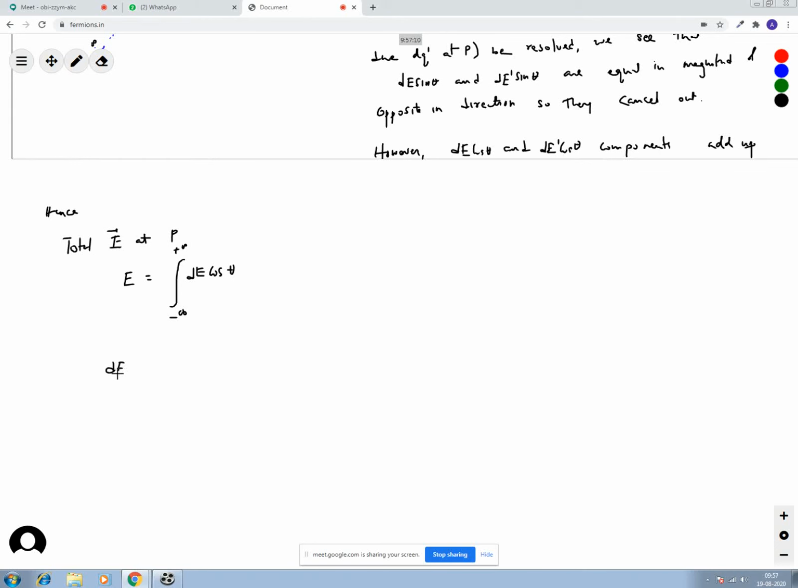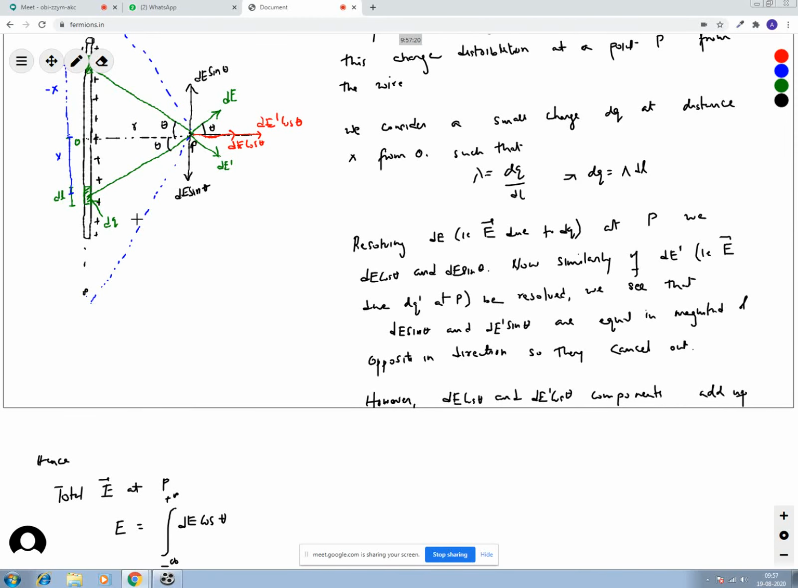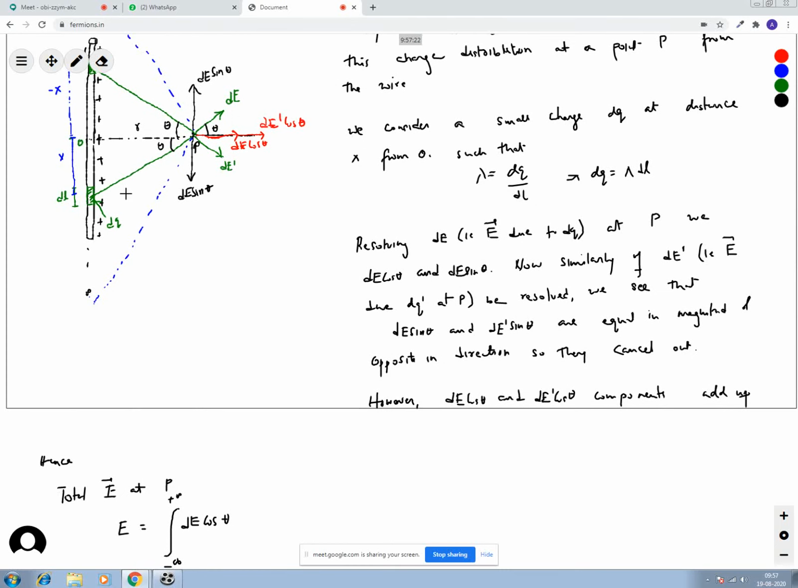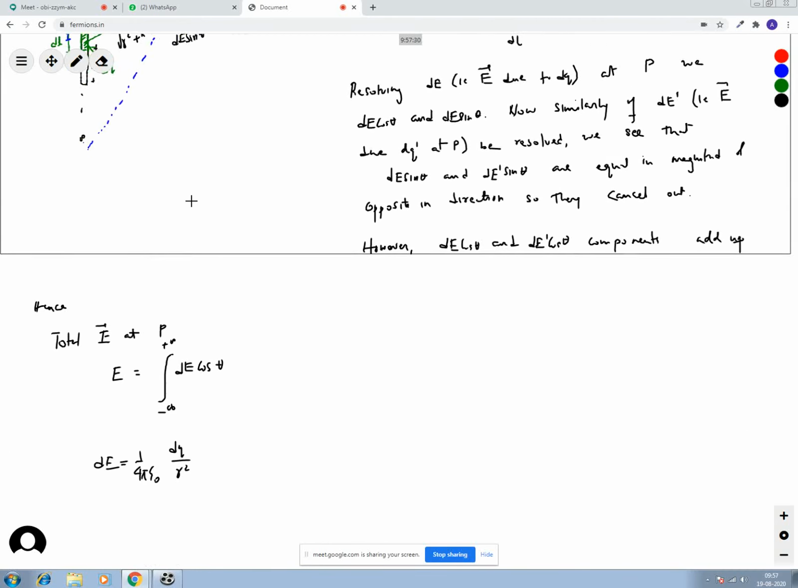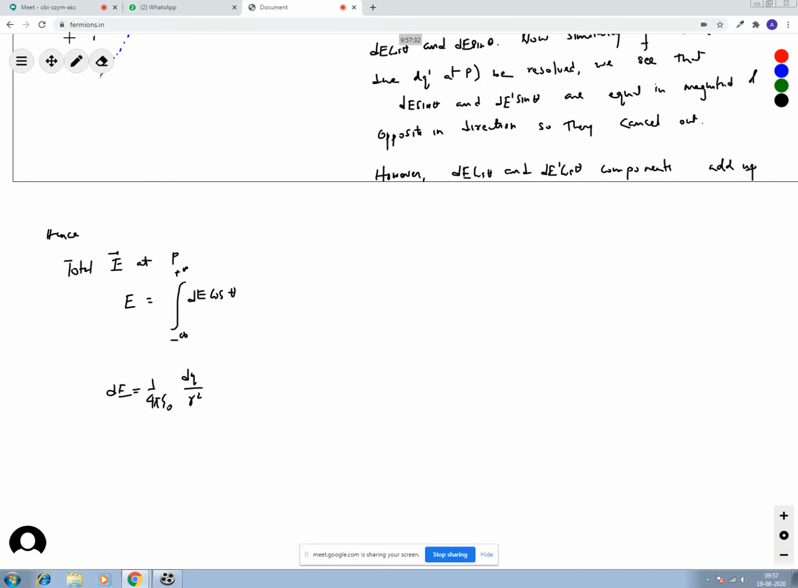Now dE, what can I write? dE will be equal to 1 by 4 pi epsilon naught dq by r square. Now look at r. What do you think r will be? No, sorry, not r square. It is actually this one, the direct length. So that means the square root of R square plus x square, right? So I should write here R square plus x square to the power root, but it's a whole square, so it is that only. So this is the electric field. Therefore E vector will be how much?